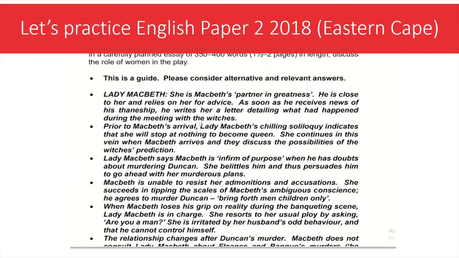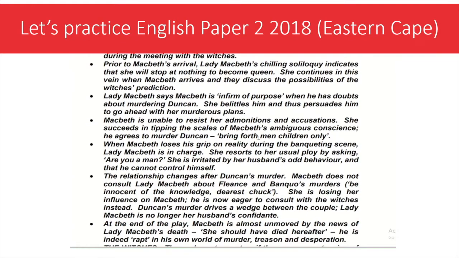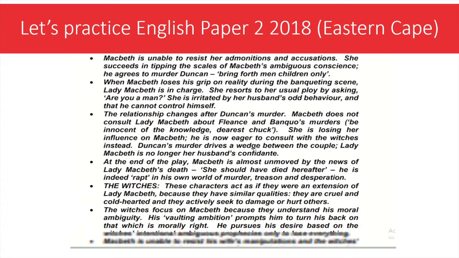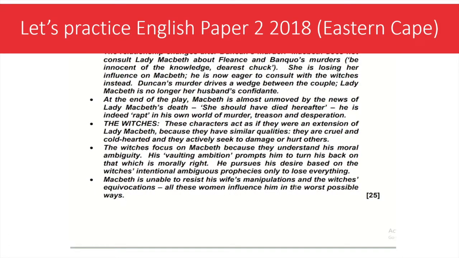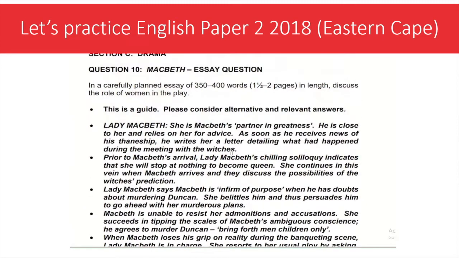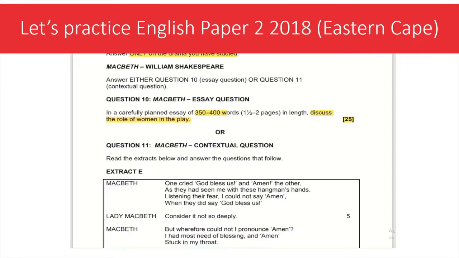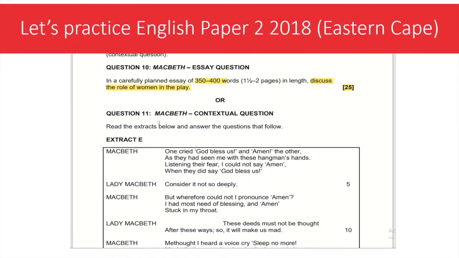So this is what it looks like. It just gives the markers some tips, some of the quotes and things like that, and then you will get your 25 marks at the end. You'll see over here, let's say this is a guide. Please consider alternative and relevant answers. Okay, but let's get into the contextual questions for Macbeth.